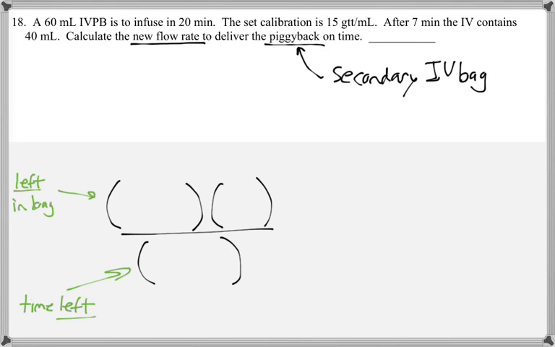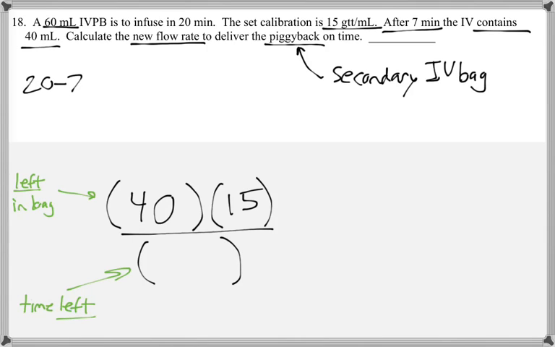Now the type of tubing that's used is 15 GTT per mL, and it says that after 7 minutes the IV contains 40 mL. So they're actually telling us directly that there's 40 mL remaining, so I do not need to subtract that. Now as for the time, it says after 7 minutes, and it was originally supposed to infuse for 20 minutes. So I do need to subtract that.